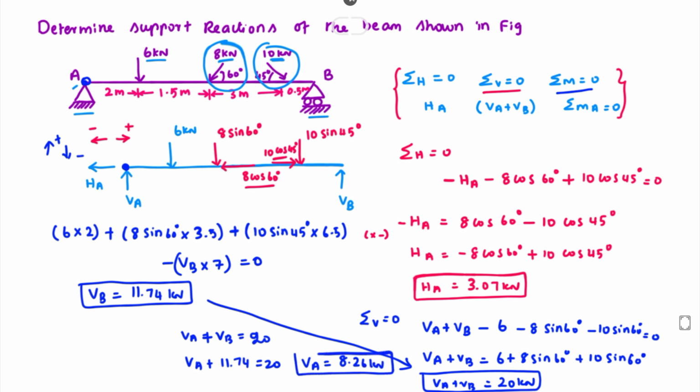Okay, so these are all the support reactions: VA, VB and HA. This is the method by which we can solve the problem.